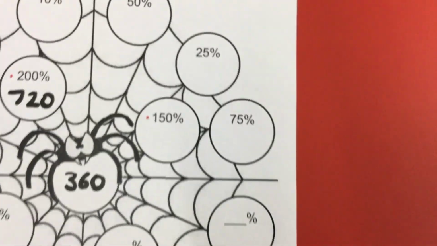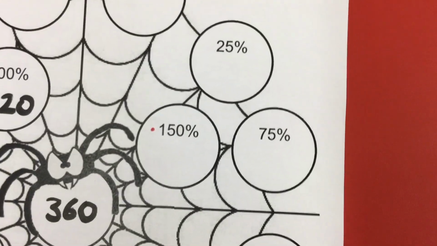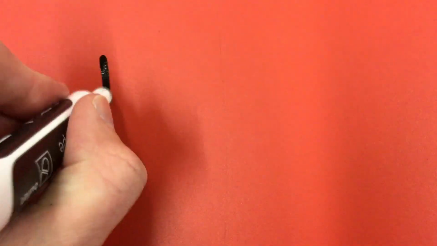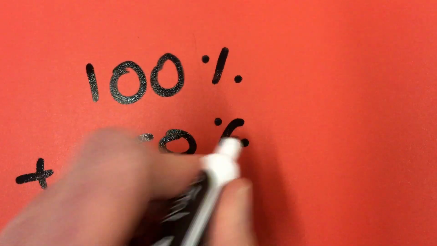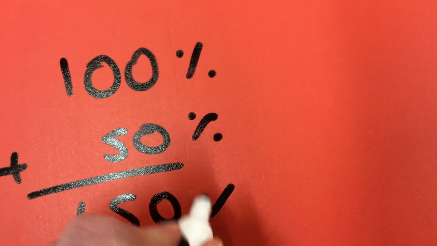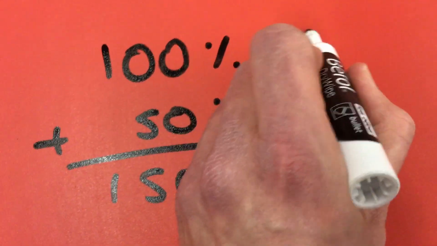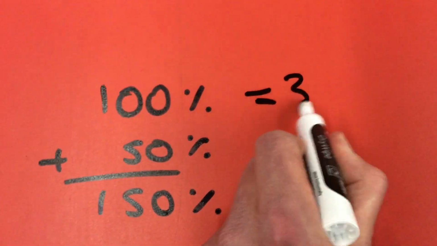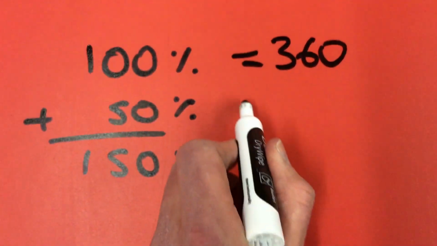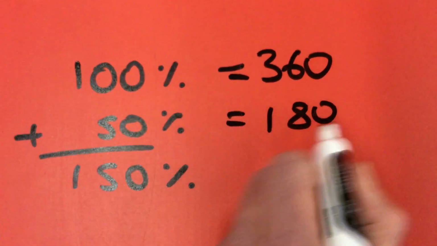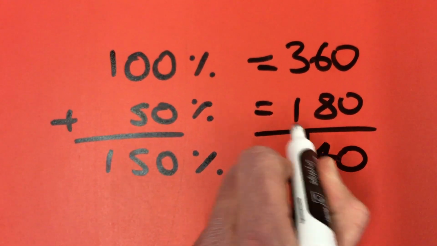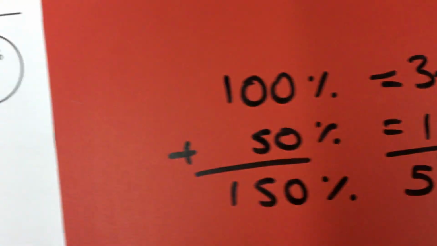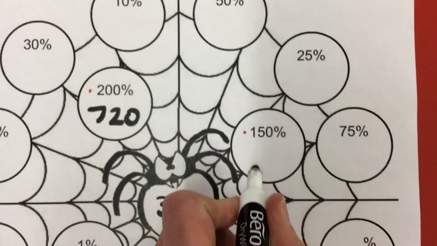And then 150%. Well, 150% is like 100% add 50%. So if we know 100% is 360 and 50% is 180, we can add those together to get 540.